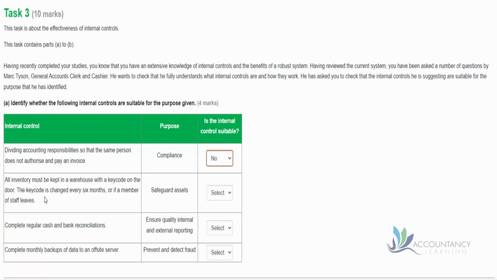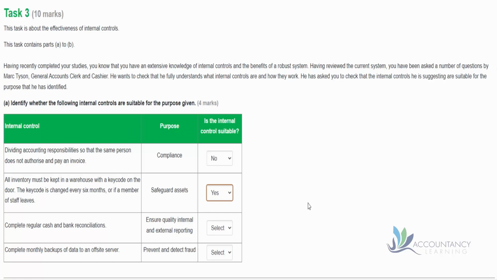The second one, all inventory must be kept in a warehouse with a key code on the door. The key code is changed every 6 months or if a member of staff leaves. So that's a good control, and what we're trying to ensure is that any items in the warehouse are not stolen. So the purpose is to safeguard assets, and yes, this would contribute towards protecting the assets in the warehouse. So yes, that control is suitable to help achieve the safeguarding of assets.